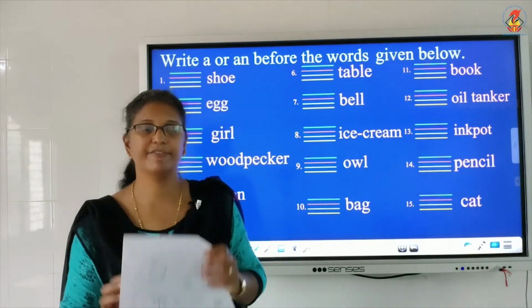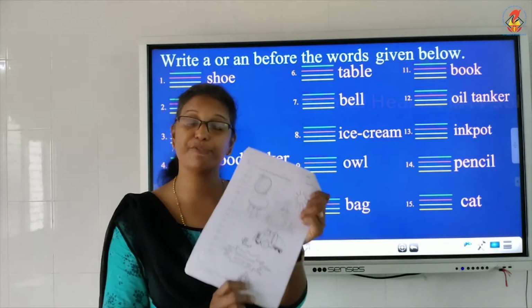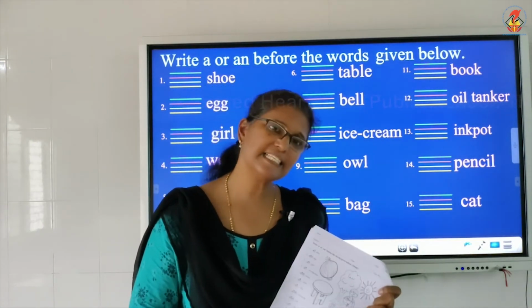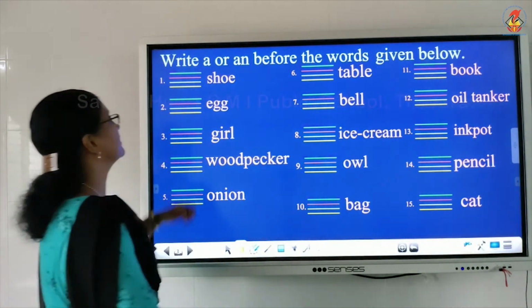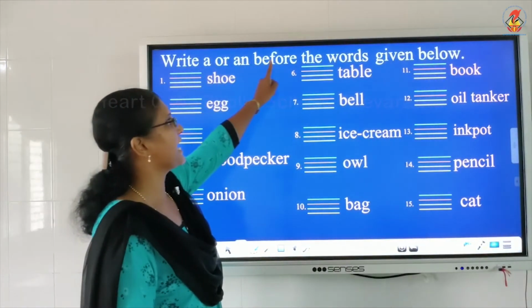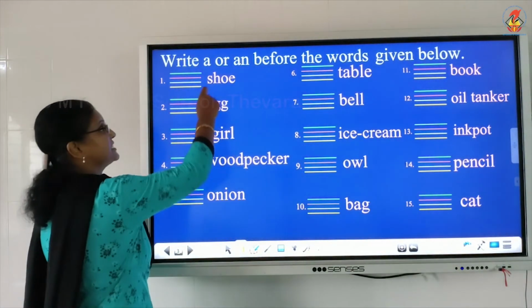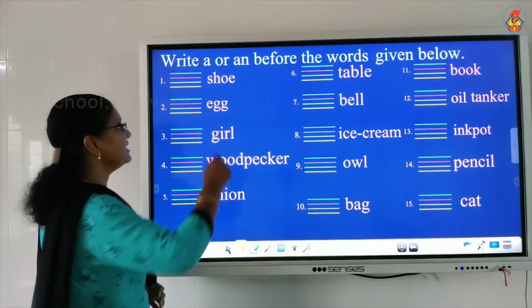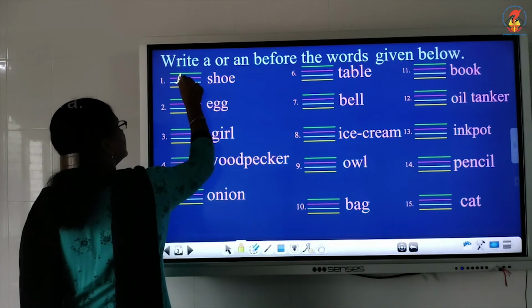You have this worksheet next. It's page number 52. Here too you have some pictures. Let's continue doing the worksheet in page number 52. Write a or an before the words given below. The first word is shoe. What do you get? Sh. It's a consonant. So you will write a shoe.